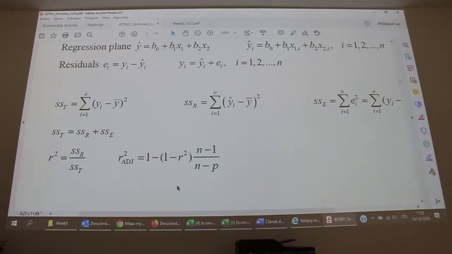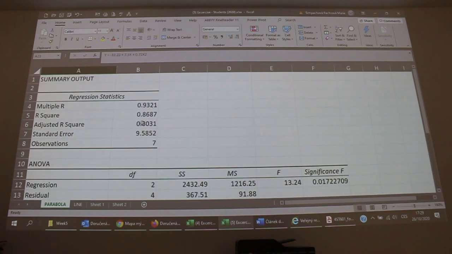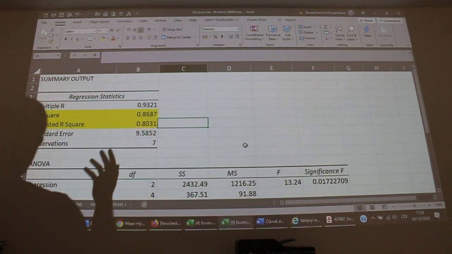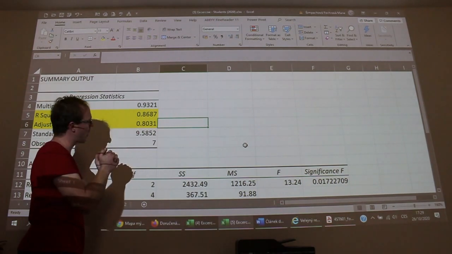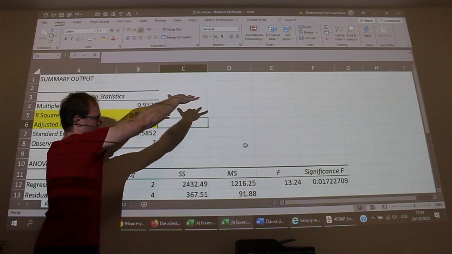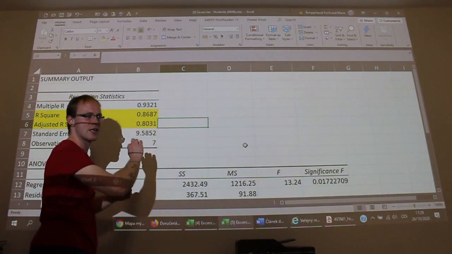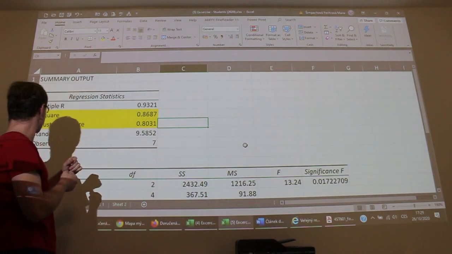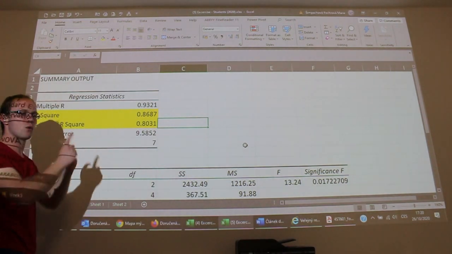So in Microsoft Excel, this is my parabola, and here you can see R square, and below you can find adjusted R square. But I know the formula, and I will try to calculate this value for you by the formula. So there is 1 minus, in parentheses, 1 minus R squared times, in the numerator, N minus 1, in the denominator, N minus P. How many observations do we have? 7. So it's easy. 7 values in one column.